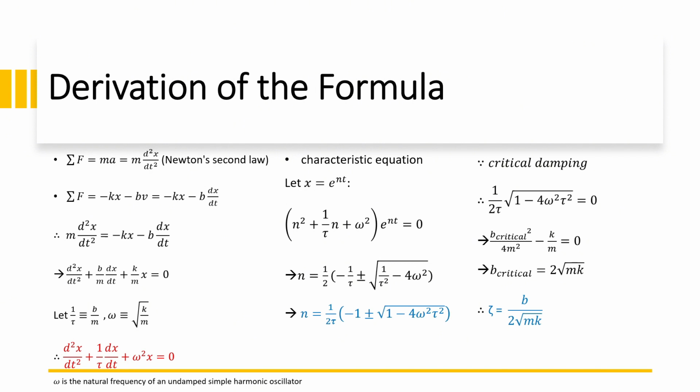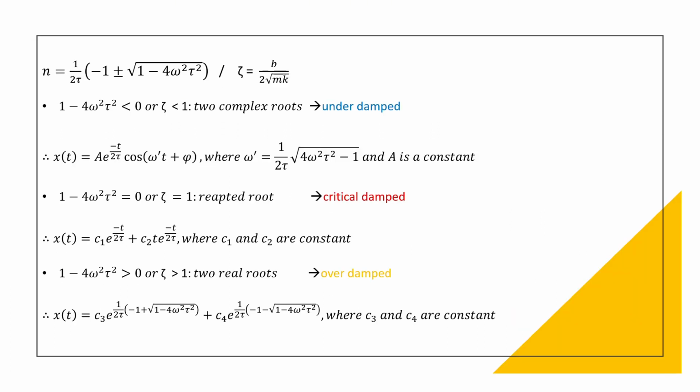Next, we derive the characteristic equation, and we can get n. Since it is the critical damping situation, we can get zeta, which is equal to B over 2 multiplied by the square root of m multiplied by k. After we get n and zeta, it's time to derive the formula.